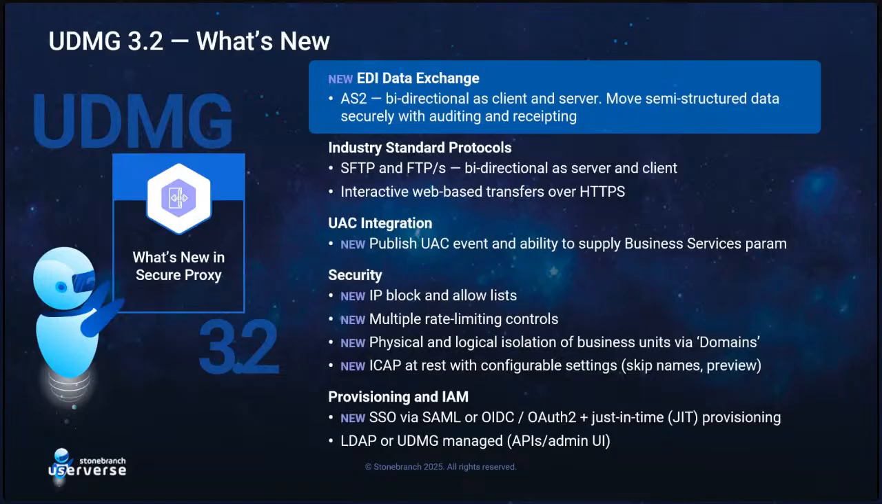Rate limiting controls have been enhanced to protect the server's resources, and we've introduced a new concept within the product that allows you to segregate your configuration across your different business units. We call this domains, but it might resonate with you if you think about it as a series of namespaces. And ICAP is also supported in UDMG itself, so you can scan files that are at rest before you process them for offloading, if you want, in addition to or in lieu of doing so inline at the proxy.